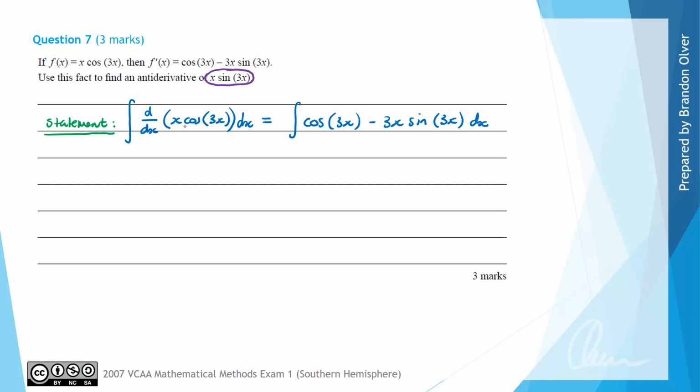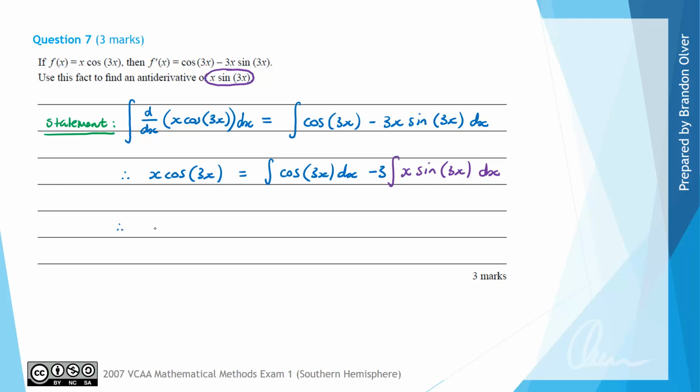And now using this notation, the integral of a derivative, they're inverse operations, so we simply find that x cos of 3x is equal to the integral of cos of 3x dx minus 3, and now the integral that we want, which is x sine of 3x dx, appears. So our job now is to rearrange for this integral, which is what the question was after.